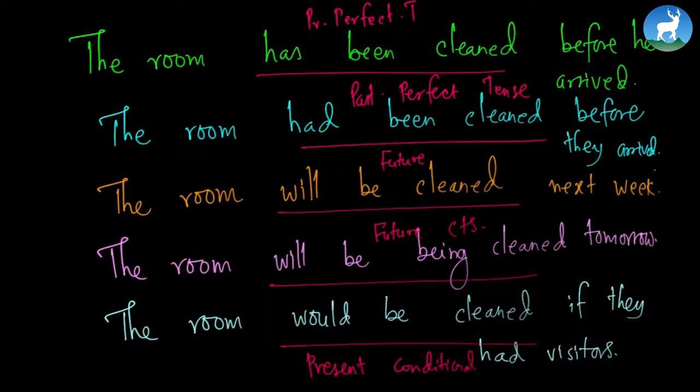So what if the sentence is something like the house would have been cleaned? It would be called past conditional, right? And if you say something like the house must be cleaned before we arrive, that is what we call an infinitive. All right, let's talk about passive voice with infinitives.